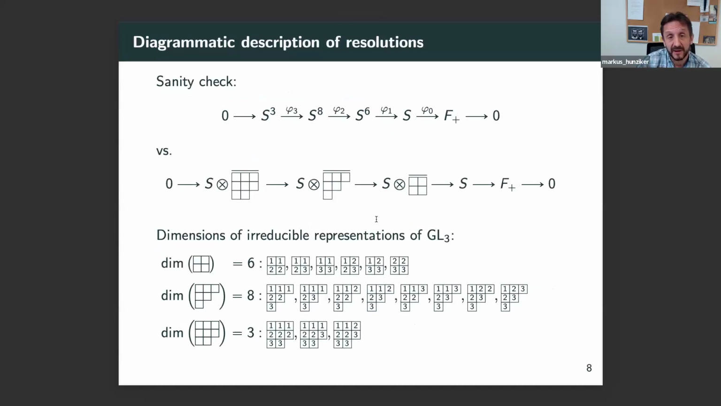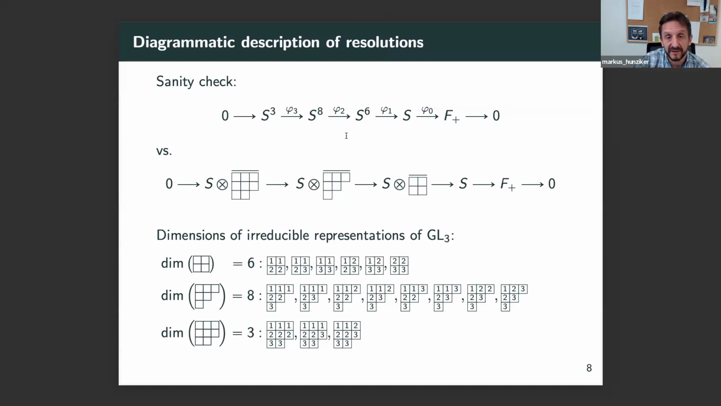Just a sanity check about the ranks of these free modules here. If you look at the numbers that show up there, they have to do with the dimensions of the corresponding GL3 representations. If you recall, the dimensions of GL3 representations you can find by counting semi-standard Young tableaux. So this is a 6-dimensional representation of GL3, because you have 6 semi-standard Young tableaux right there.